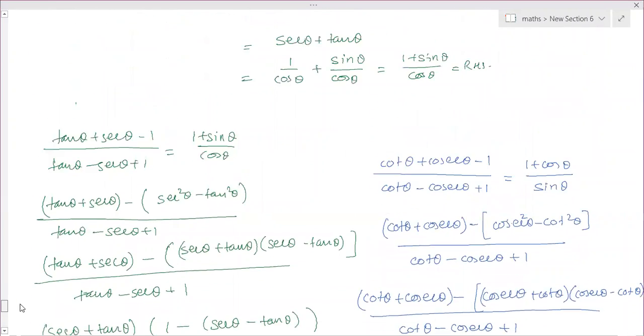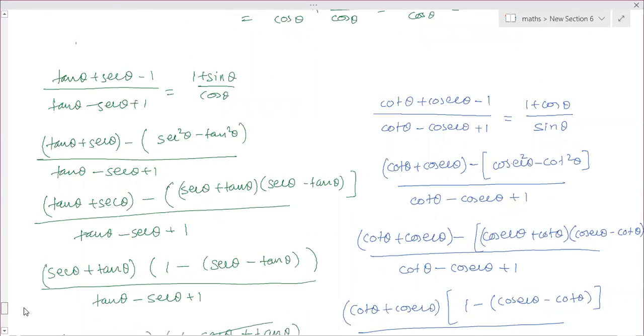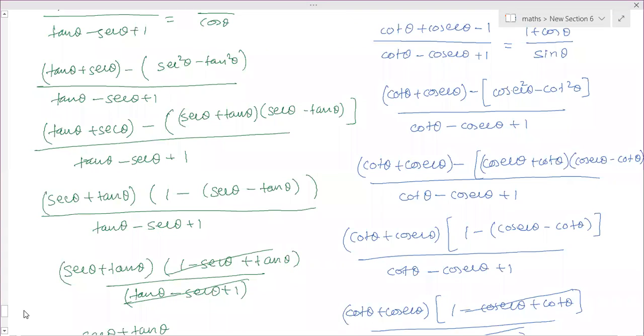Completed these questions? Yes, ma'am. Then next 15 questions homework. Till 25 you are done, till 40 now. 26 to 40. No, 26 to 38, solve only. 26 to 38 only.